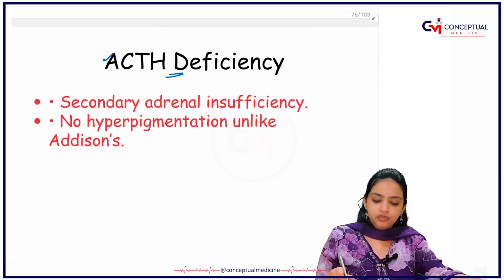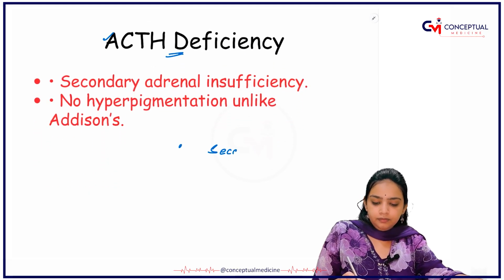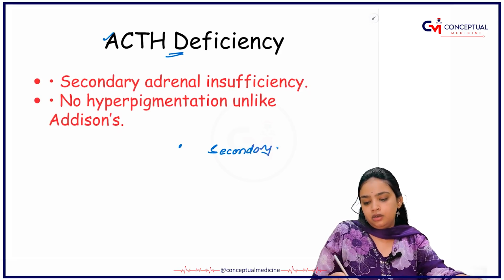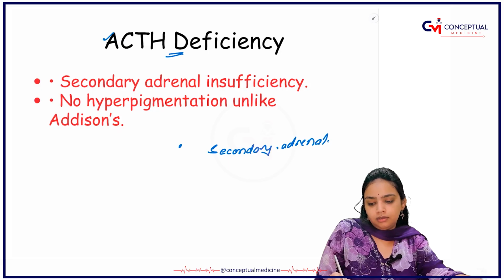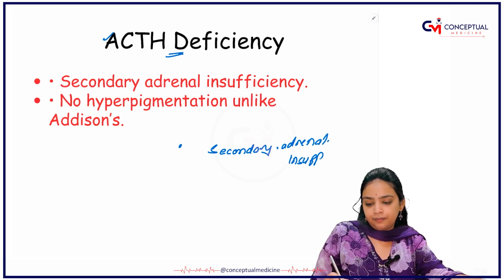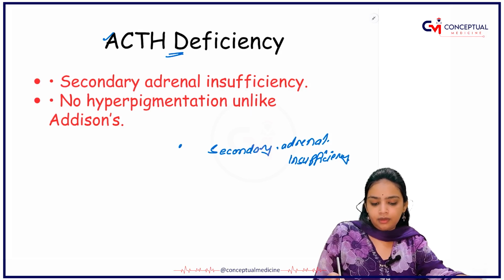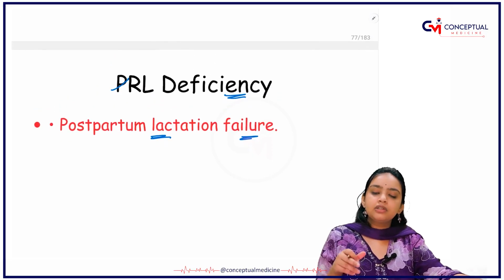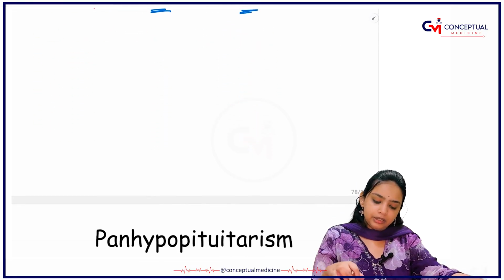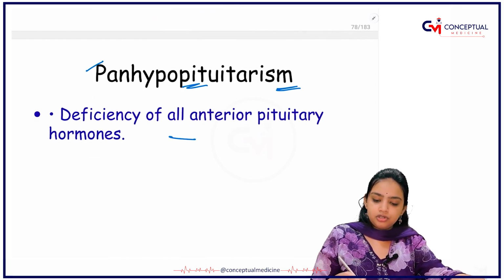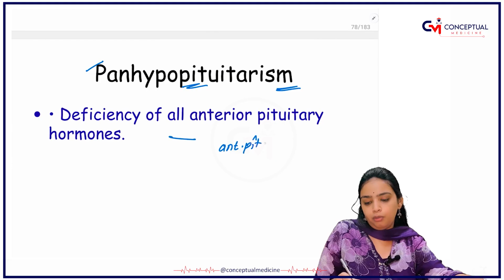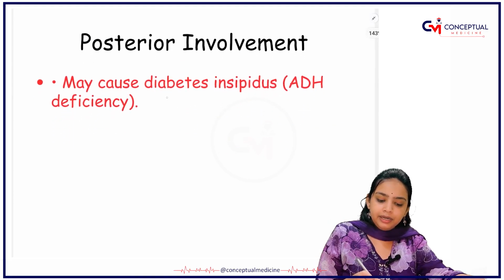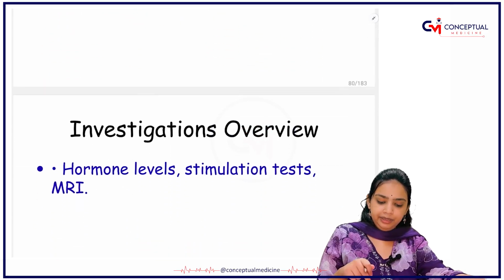If I talk about the ACTH deficiency, then there is secondary adrenal insufficiency. PRL deficiency is due to the postpartum lactation failure. The mother is not able to breastfeed the child properly. Panhypopituitarism, there is a deficiency of all anterior pituitary hormones. Posterior pituitary involvement may cause diabetes insipidus.